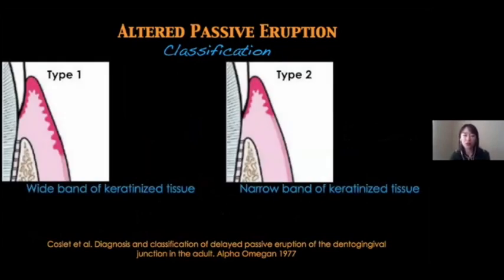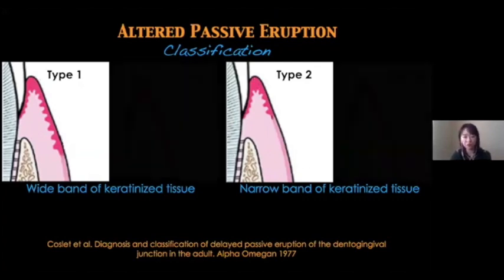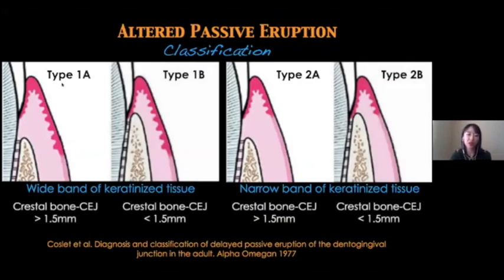For the classification of altered passive eruption, the most popular article to cite is Coslet in 1977. In this classification, there are two types based on the width of keratinized tissue. In type 1, you have a wide band of keratinized tissue. In type 2, you have a narrow band of keratinized tissue. Within types 1 and 2, there is a subclassification as A and B. For type A, you have sufficient distance from the CEJ to the bone crest.